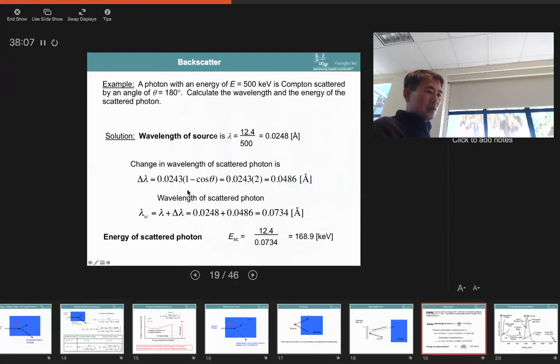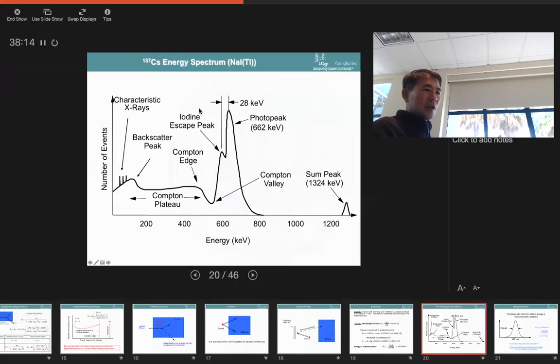You can do this calculation. We actually talked about this one. This is not particularly about backscatter, it's about Compton scatter. So I think I have to drop that slide. I don't like that slide. Anyhow, so I just realized.